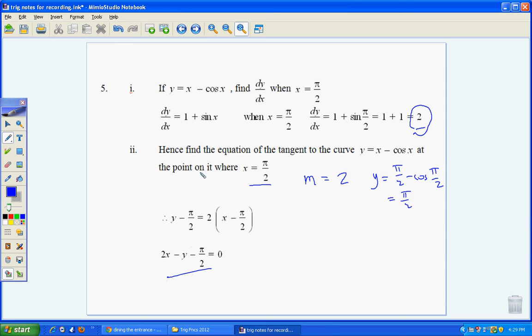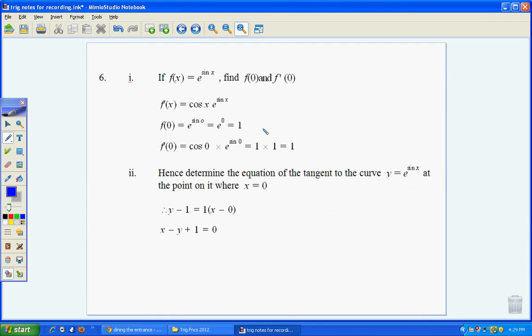that function there. Question 6, if we've got e to the power of sine x, find the function of 0 and the derivative of the function of 0. So if we find the derivative of the function, gives us cos x e to the sine x, because the e to the sine x stays the same, multiplied by the derivative of sine x, which is cos x. When we put 0 in, sine of 0 is 0, which gives us e to the power of 0, which is 1, and derivative would be cos of 0, which is 1, and e to the power of sine 0, which we just said was 1 as well. So the derivative is 1.